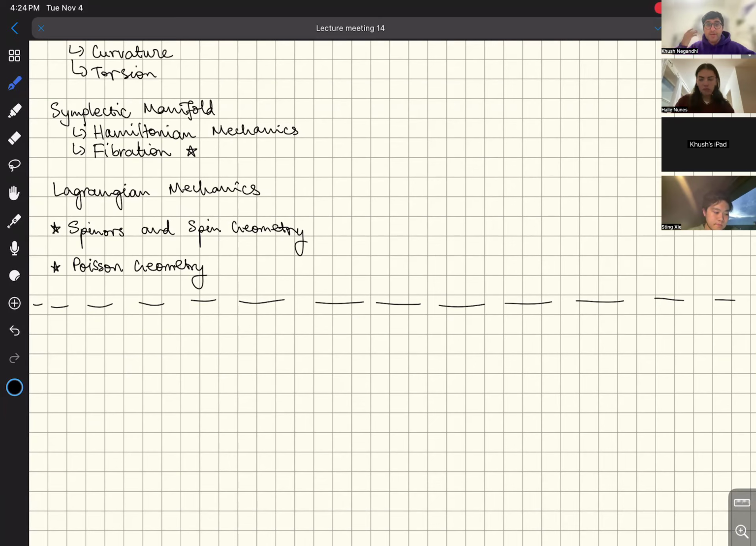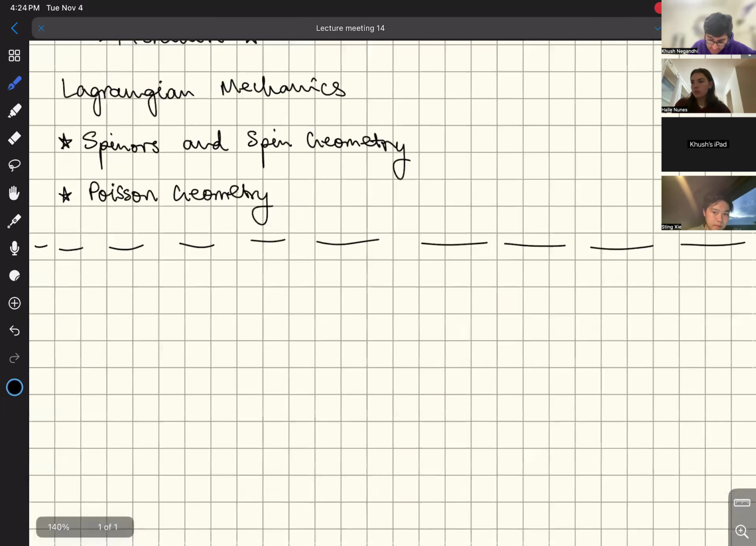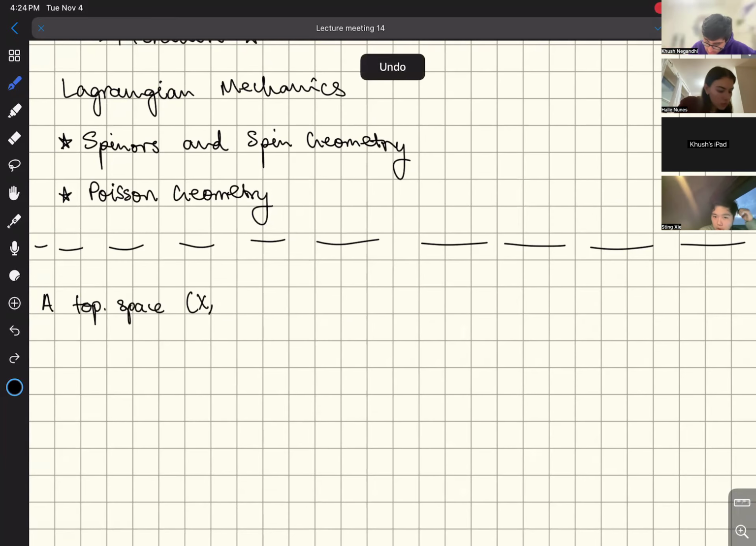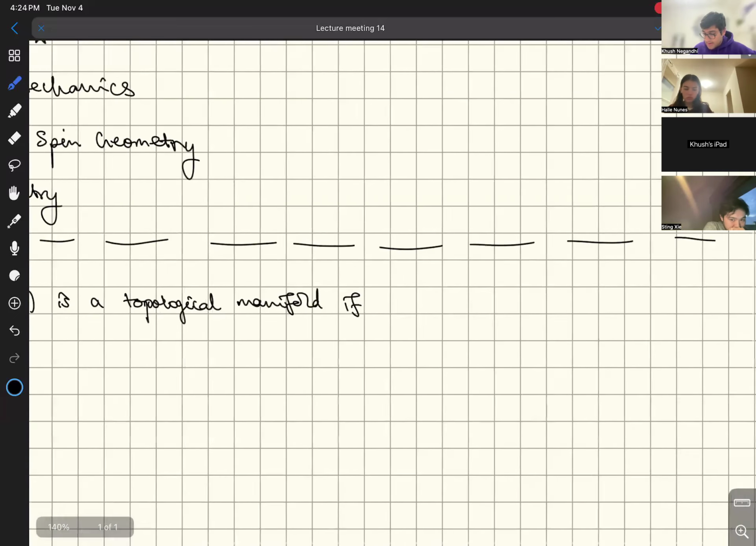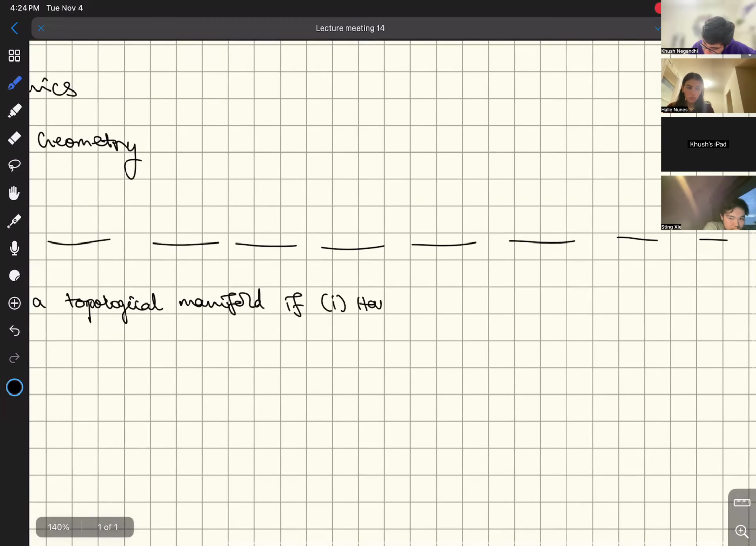And just to remind you, we defined the idea of a topological manifold to be the following. A topological space X is a topological manifold if, one, it is Hausdorff or T2, whichever one you prefer. If you remember, Hausdorff just means for any two distinct points, we can find open sets containing each of the points that don't intersect.